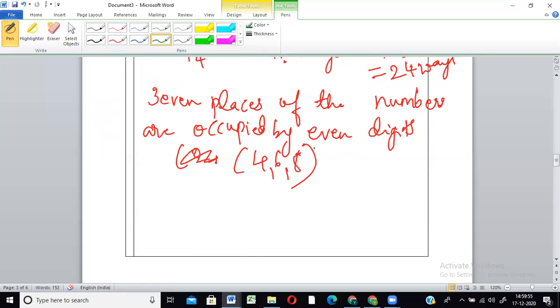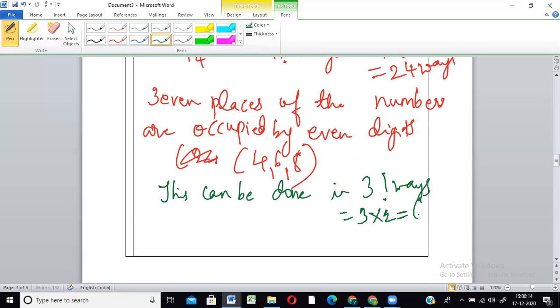Now how will we arrange those 3 remaining digits in the 3 remaining places? Of course, 3 places are remaining for them, so those can be done in 3 factorial ways, right? So this can be done in 3 factorial ways. 3 factorial is nothing but 3 into 2 into 1, which is equal to 6 ways.